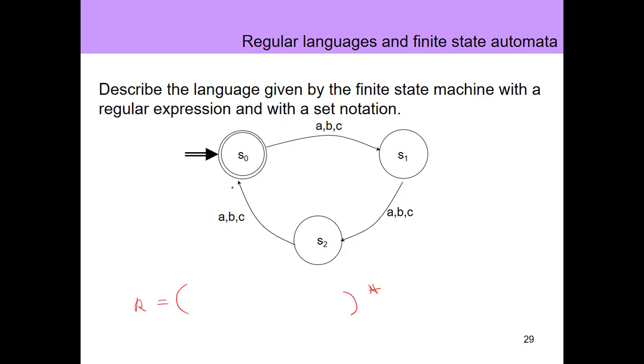Okay, so then what happens in the middle? So from S0, I have to go to S1 with A or B or C. Then I have to go to S2 with A or B or C. And I have to go to S0 again with A or B or C. And this is then the total expression. In a set notation, it would give us A, B, C 3 times, and that complete one with a star.